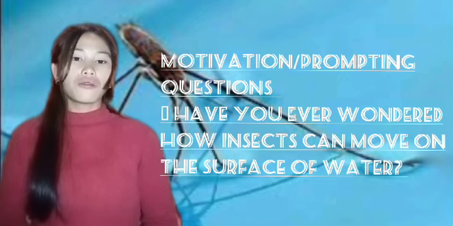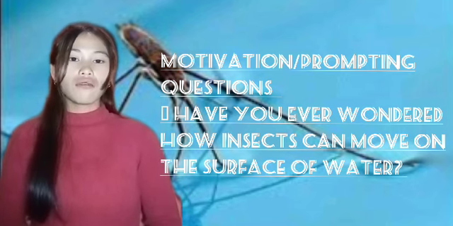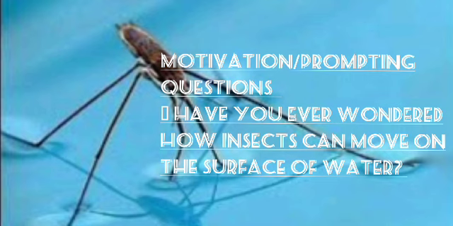Before we discuss the lesson, first we have a motivational or prompting question. Have you ever wondered how insects can move on the surface of water? Yes, those are fascinating questions. The ability of insects to walk on water, like water striders, can be explained by surface tension. The surface tension of water creates a sort of film that resists being broken. The water strider's legs don't break through the surface because they're covered in tiny hairs that spread its weight evenly, creating enough upward force to keep it afloat.